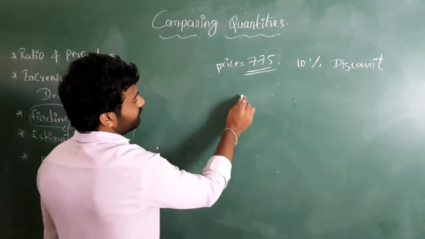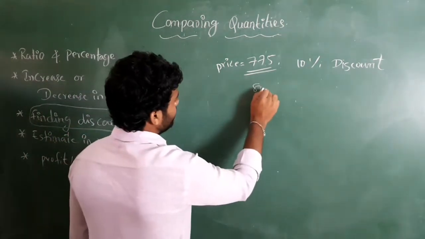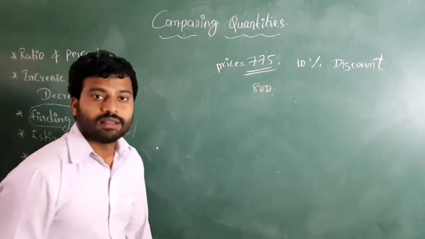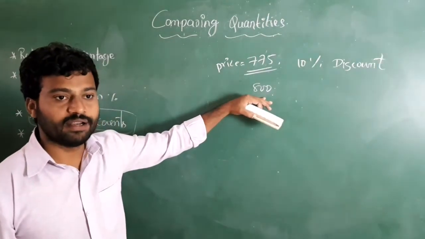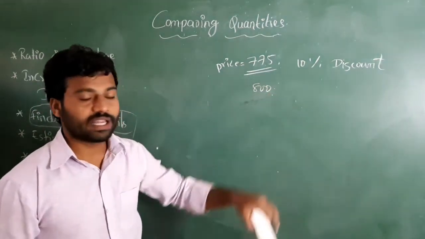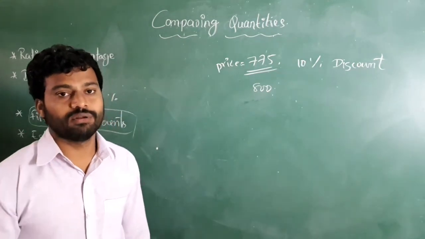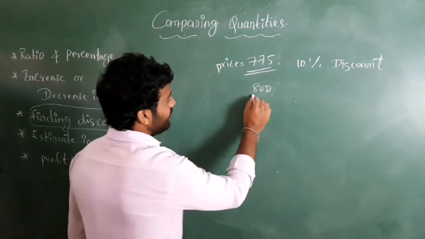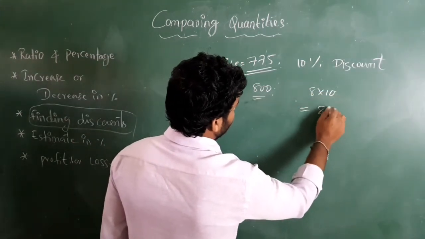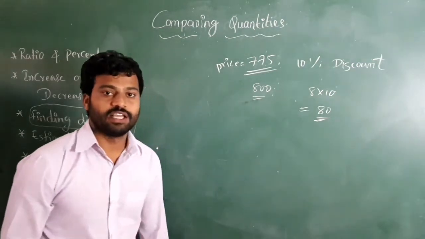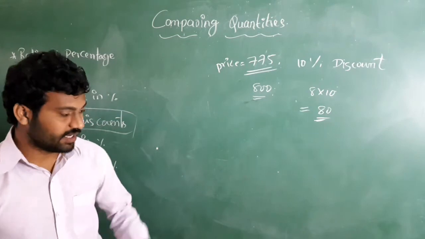Suppose you see, in 775 the round figure is almost 800. So the almost round figure value is 800. For every 100 rupees, 10% discount means 10 rupees is going to be taken off. So for 800 rupees, 8 into 10, what will you get? 80 rupees is the discount. Estimation. Clear or not?